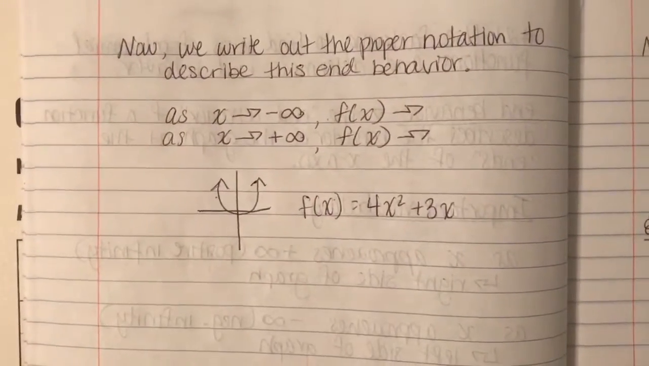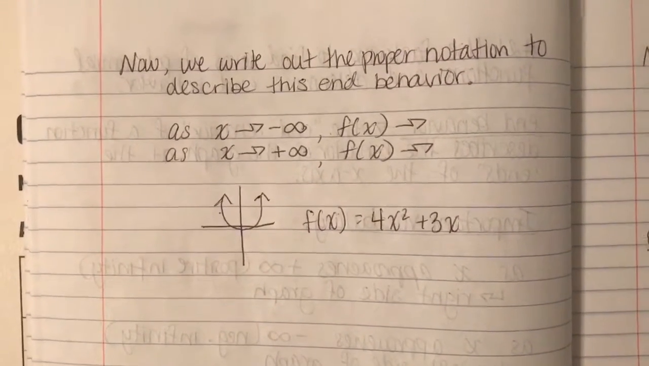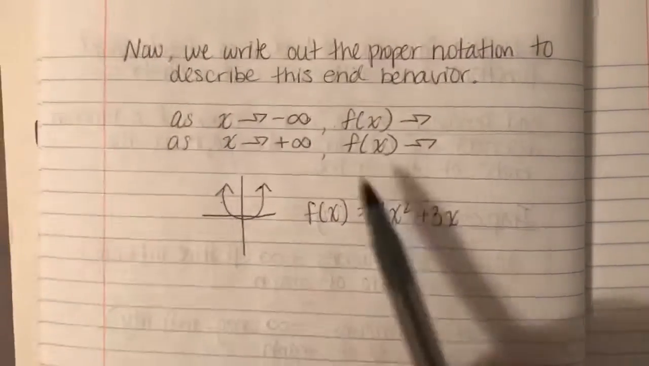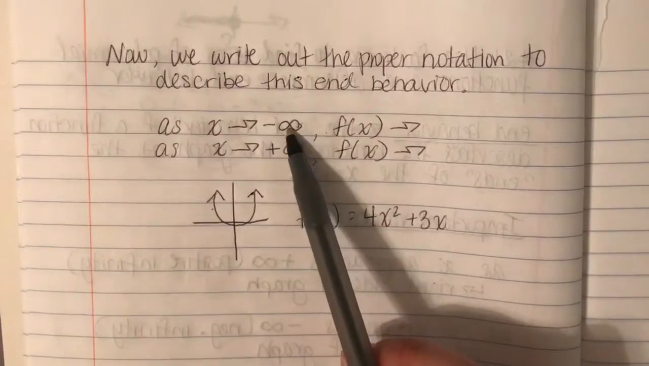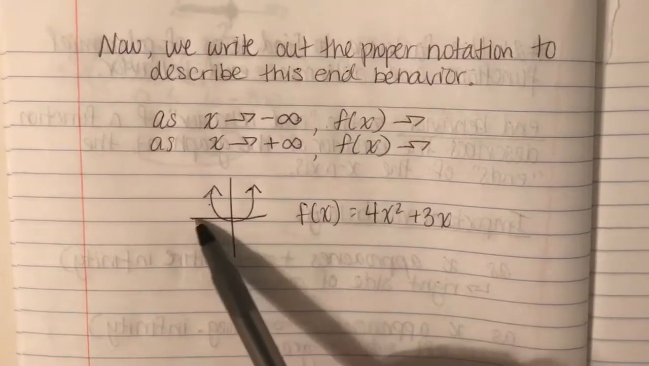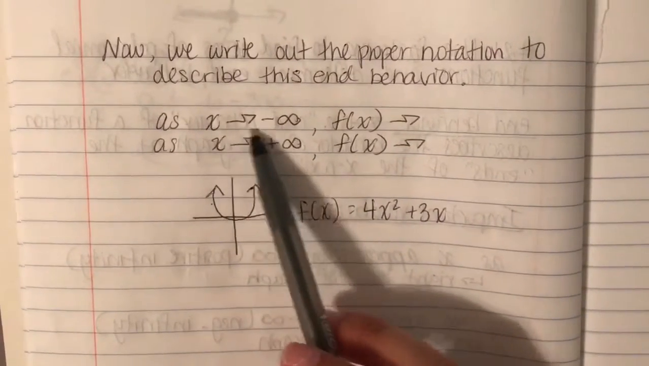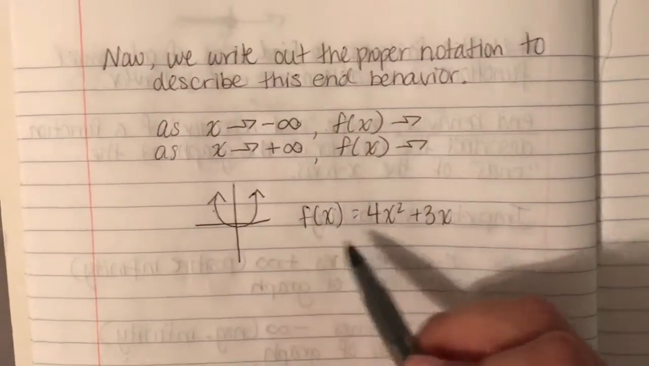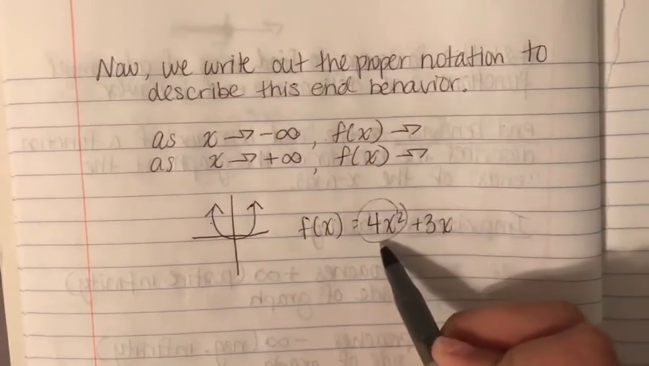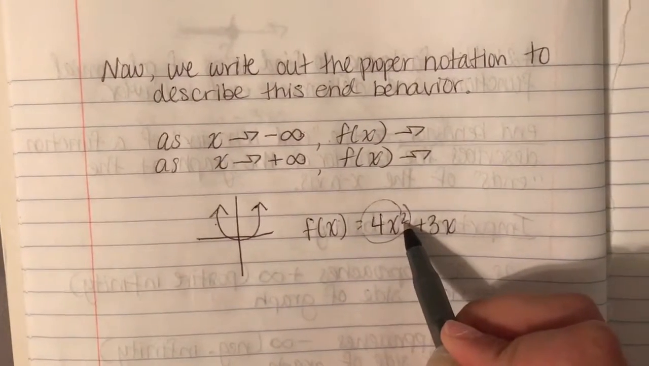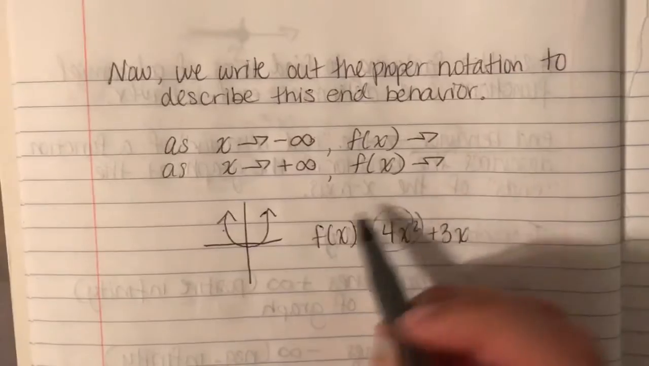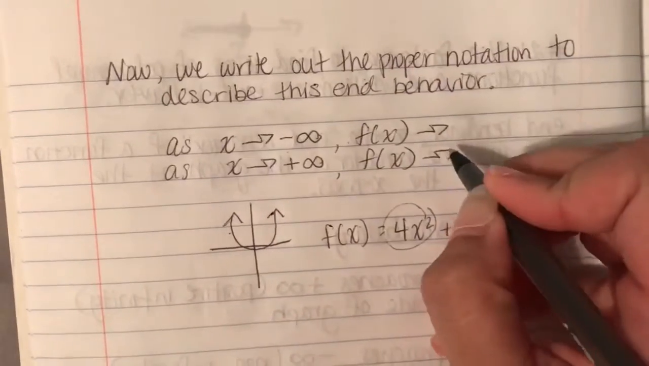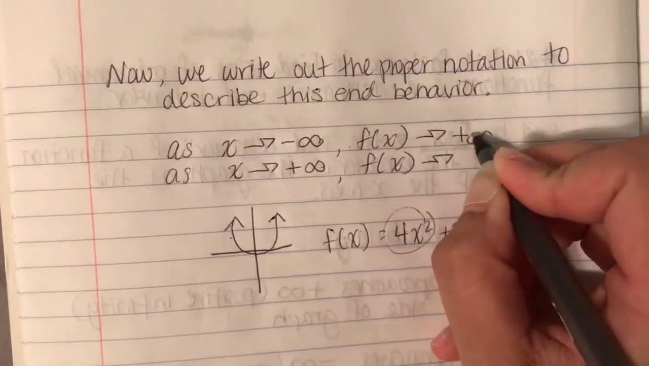And so next, we're going to write out the proper notation to describe this end behavior. Right here, I've already written down the proper notation that most textbooks use. We're going to say, as x approaches negative infinity, this is saying the domain, so the left-hand side of the graph, it's asking where the range, or f of x, is going to go. Because we've already visualized this graph from the leading term, and since it's positive and squared, so it's quadratic, it's going to be a parabola, we know that it's going to trend upwards. So we say, as x approaches negative infinity, f of x approaches positive infinity.